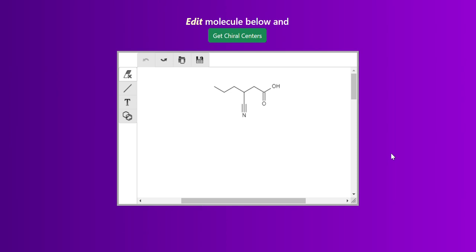Hello everyone. In this video, we will look at the chirality solver tool. As you can see, we have a molecule editor in which you can edit the molecule as you want, and there are certain tool buttons to help you with that. For instance, if you want to add a single bond, you can just press this button and add as many single bonds as you want.